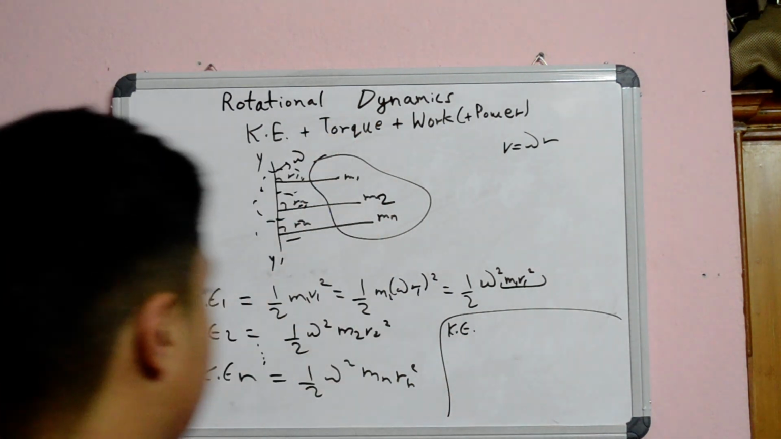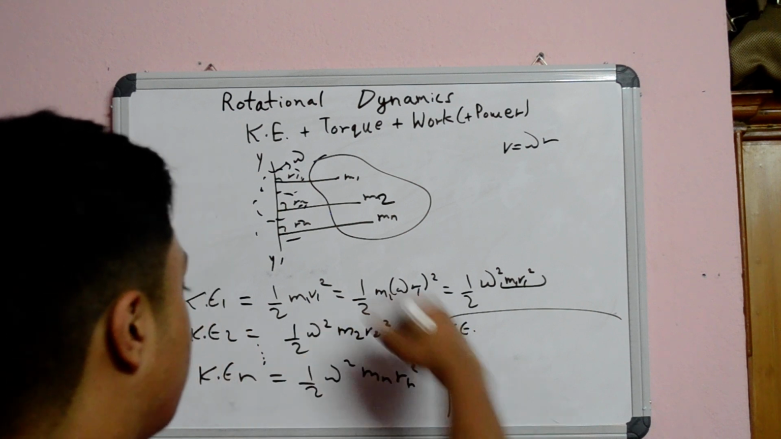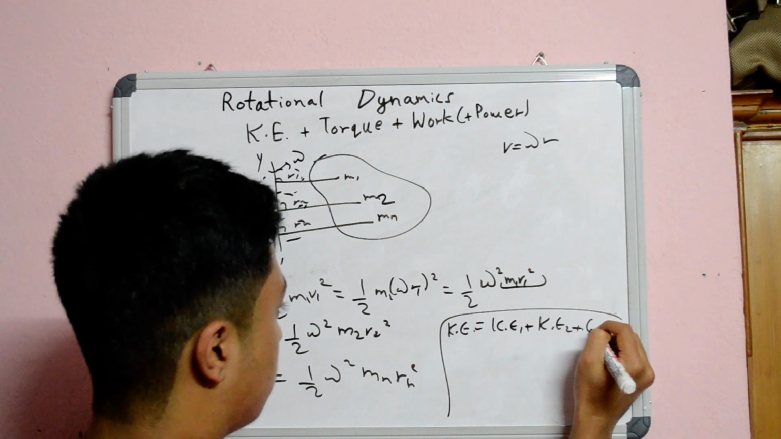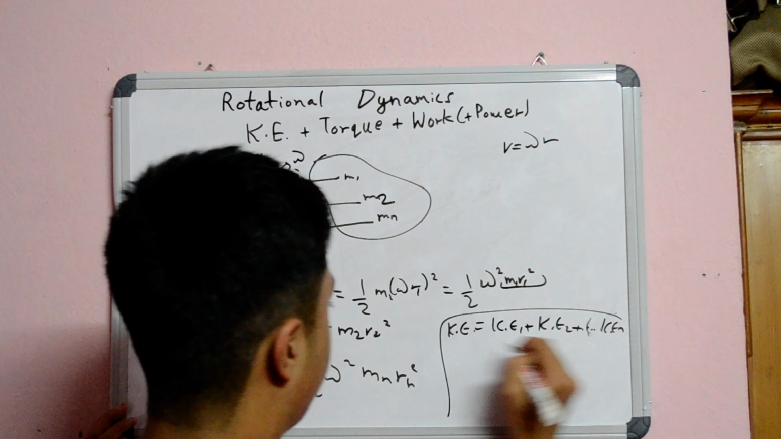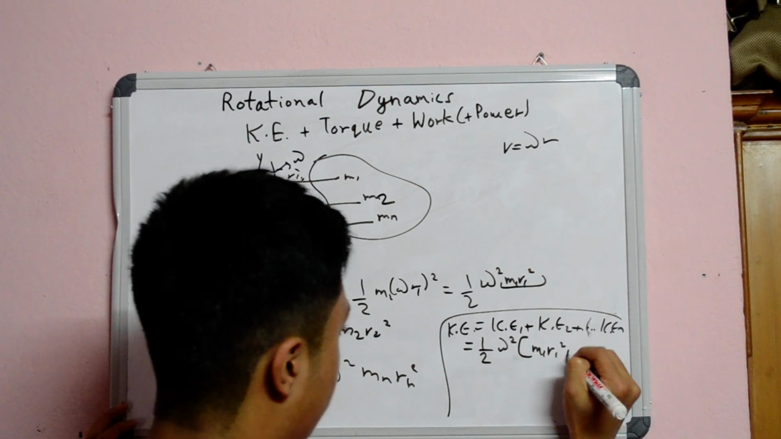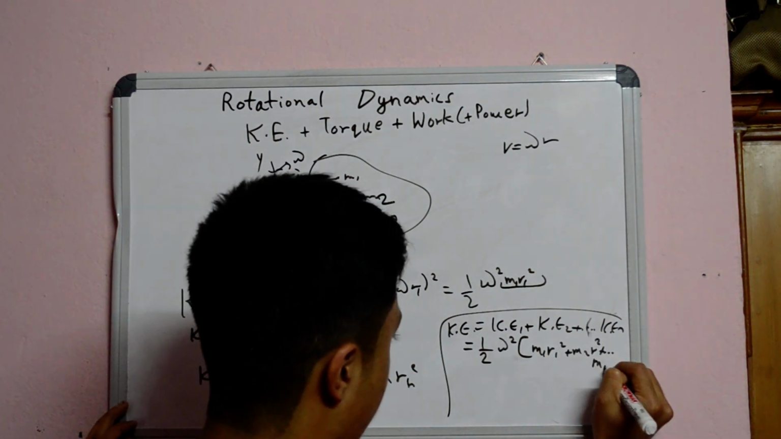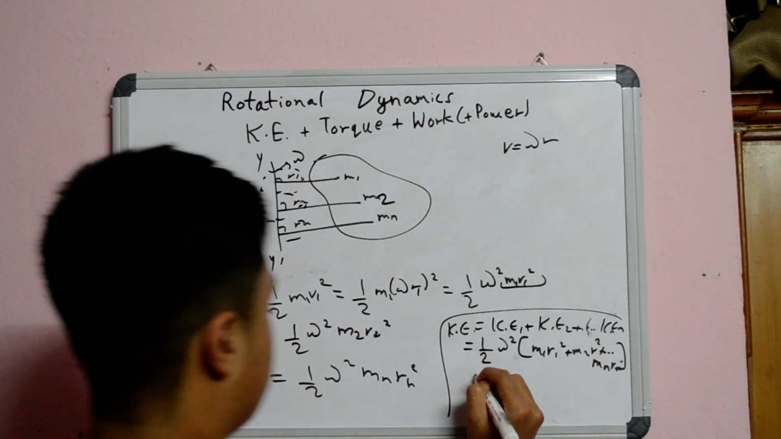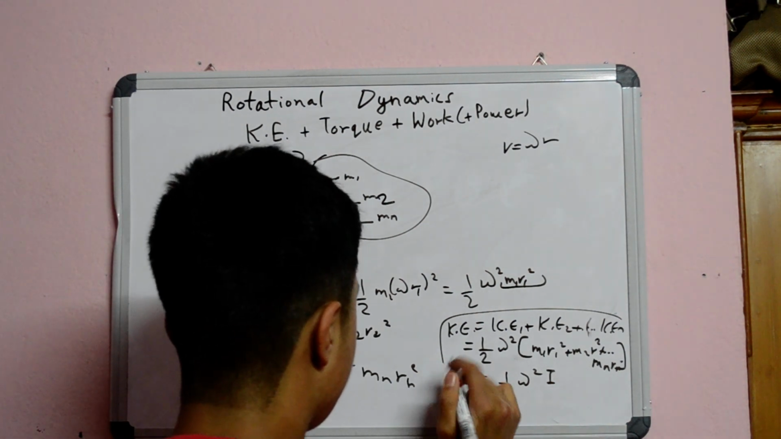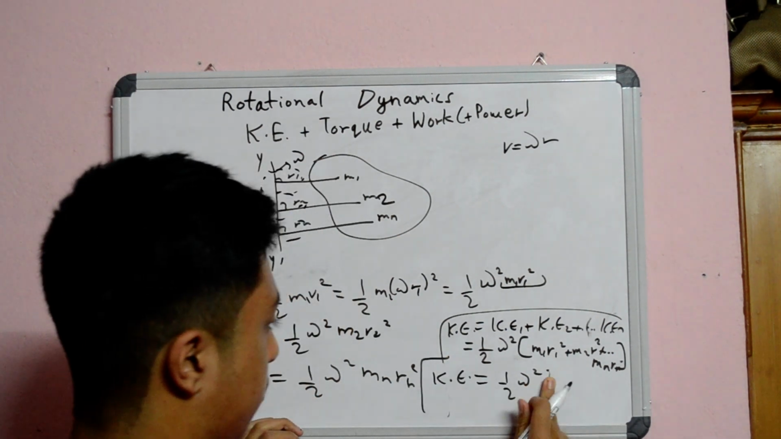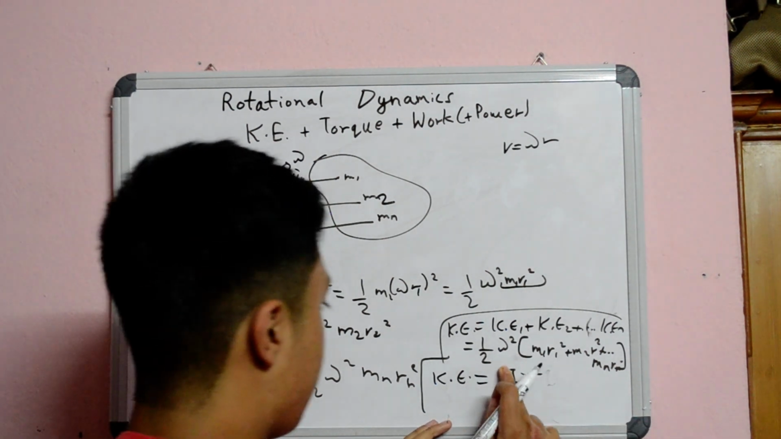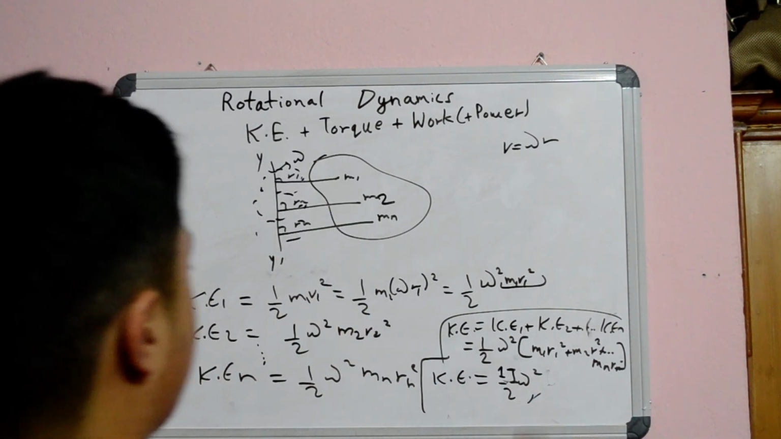Now the total kinetic energy of the body is the sum of the kinetic energy of individual particles, which is KE1 plus KE2 plus so on, KEn. Let's just take 1 by 2 omega square common. We get m1 r1 square plus m2 r2 square plus mn rn square. And we know this is just our moment of inertia I. So let's write it nicely. We get our expression that kinetic energy is equal to 1 by 2 I omega square. So this is our required expression.